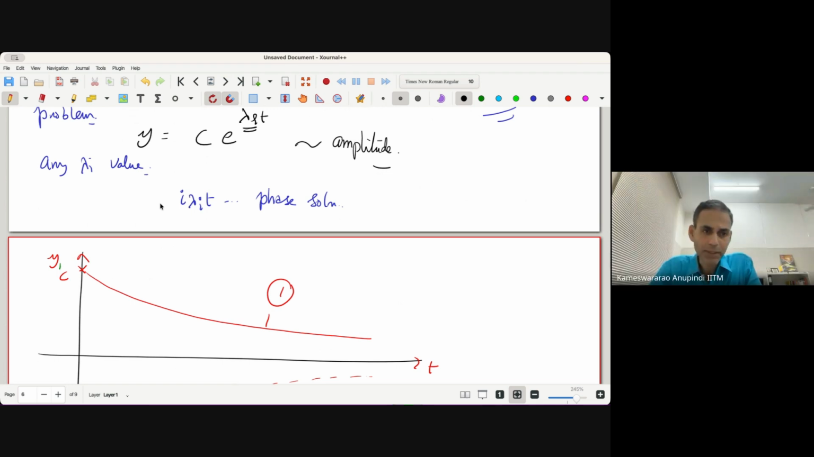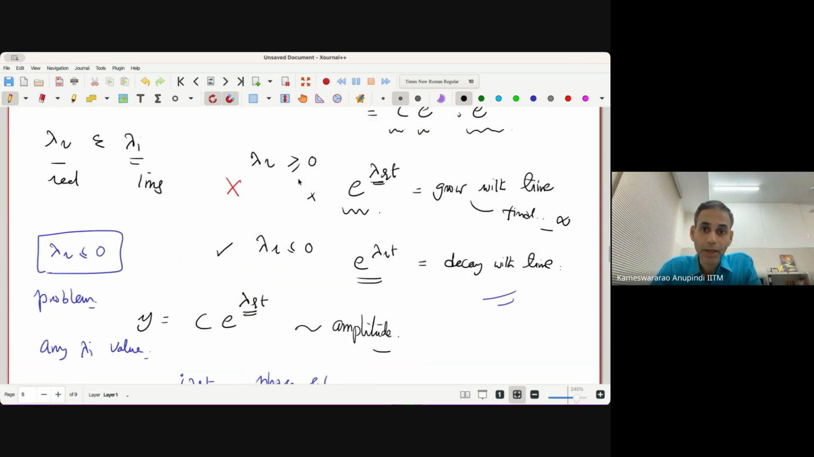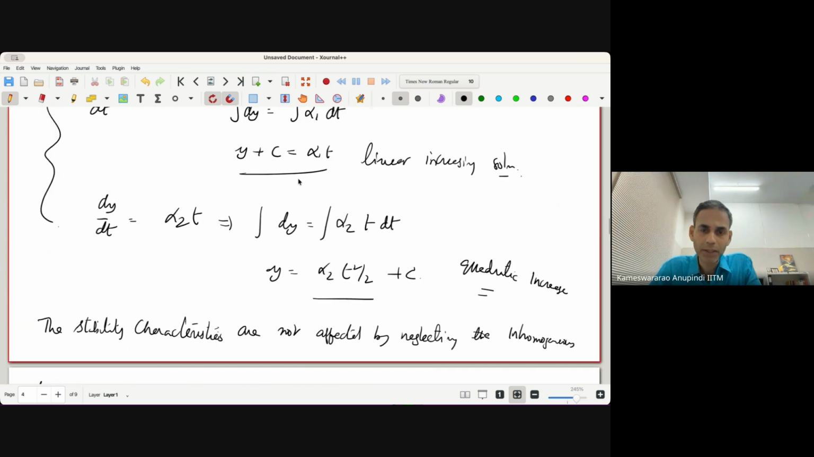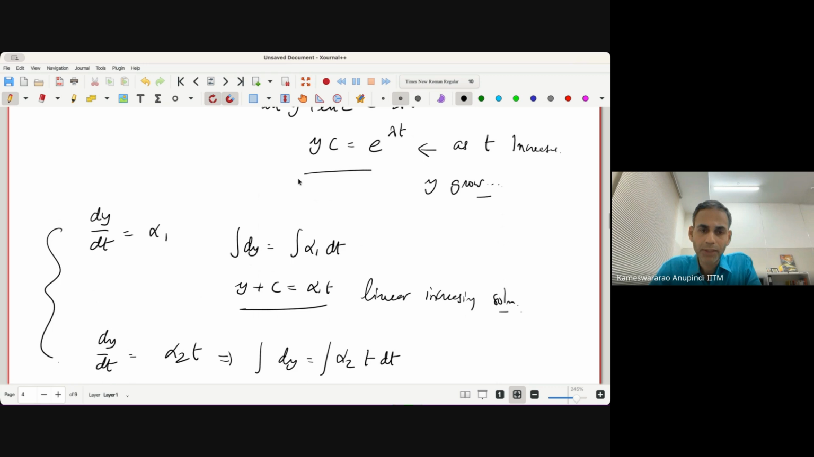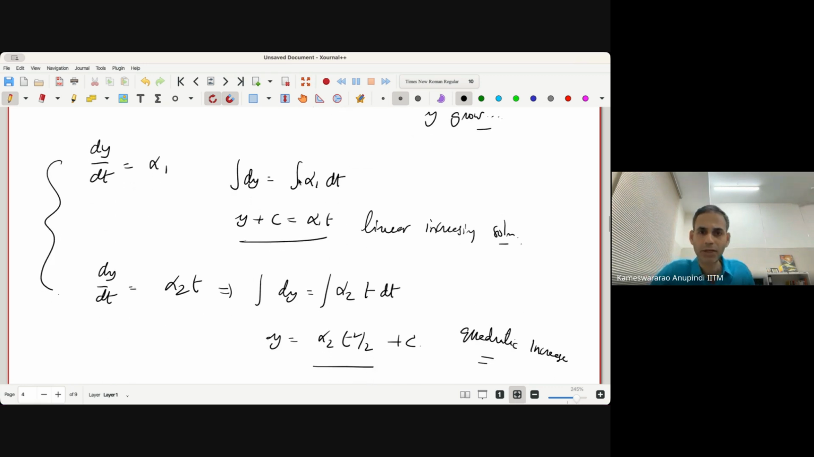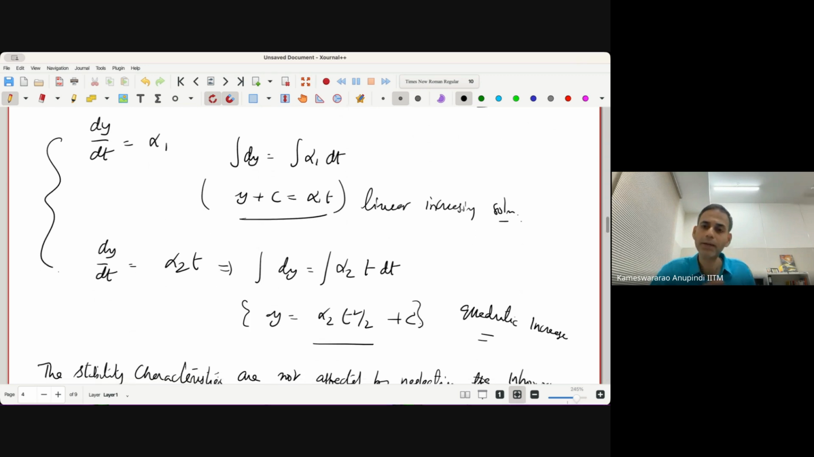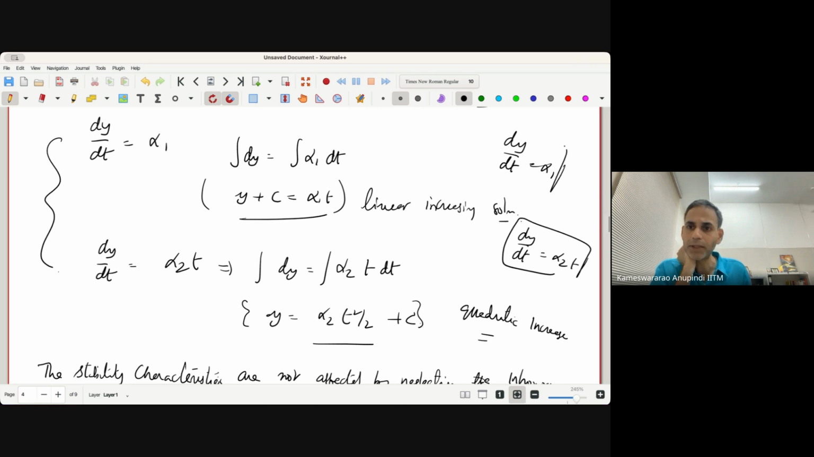Yeah, so the toughest part in terms of stability is with respect to lambda y, right? Because if you take alpha 1 or alpha 2 t, your solution is linear, so this is not very difficult to solve. If you get an ODE like dy/dt equals alpha 1, or dy/dt equals alpha 2 t, then integrating the solution is not difficult. You don't even have to apply a numerical method. You can directly solve for it, right?